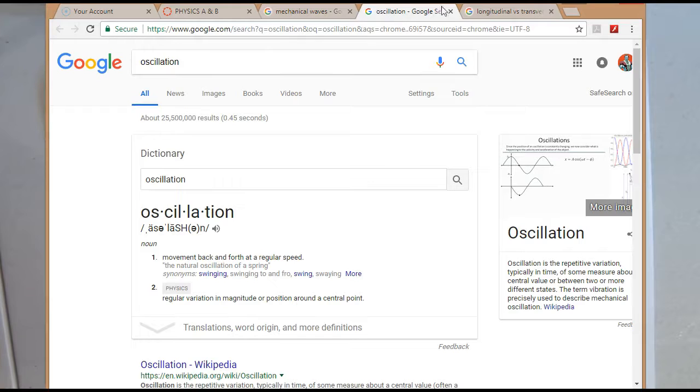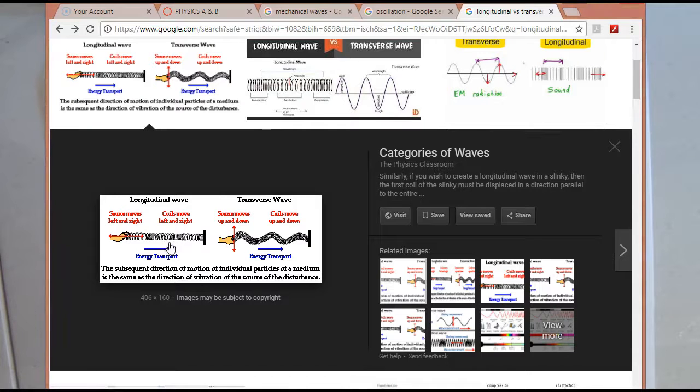So if we look at this, there's oscillation. This picture here, longitudinal versus transverse. A slinky demonstrates both of them. So a longitudinal wave would be like if you move the slinky back and forth. So forward, backward, forward, backward. You can see the compression of the wave, and it's going the same direction as the energy transfer, right? So in that case, the medium and the energy move in the same direction.